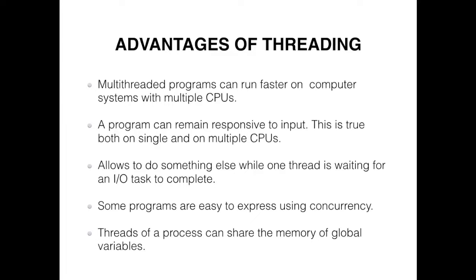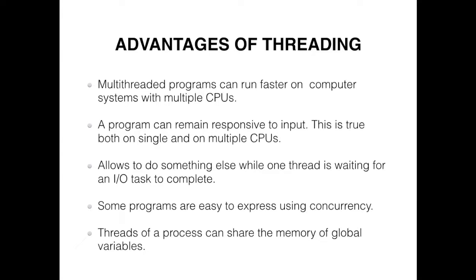So the first advantage is multi-threaded programs can run faster on computer systems with multiple CPUs because these threads can be truly concurrent on multiple CPU computer systems. The second advantage is the program can remain responsive to input at all times. This is true both for single and multiple CPU computer systems.